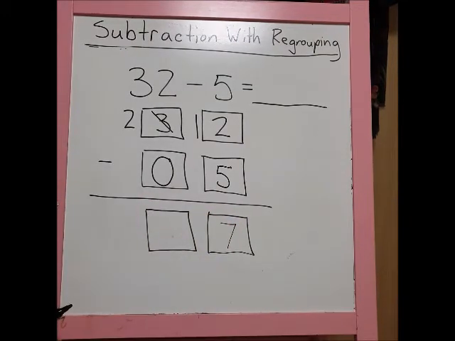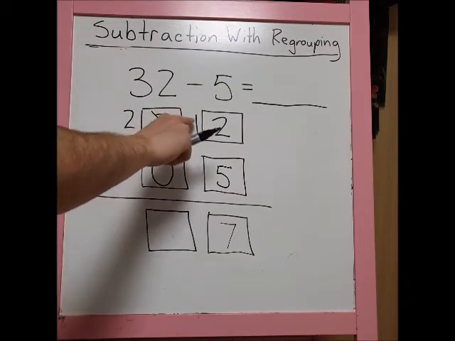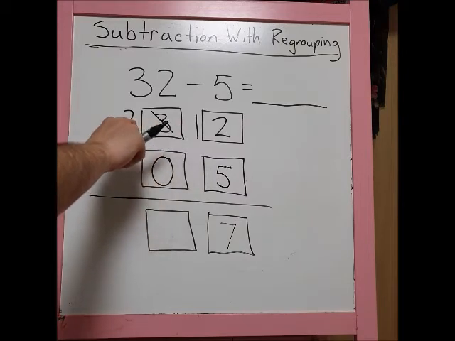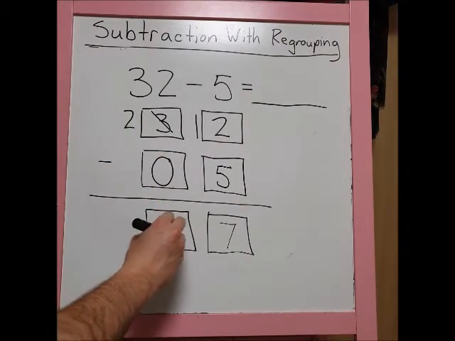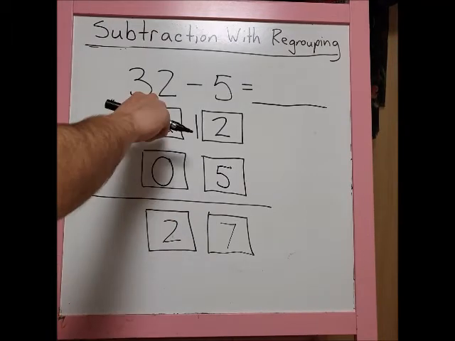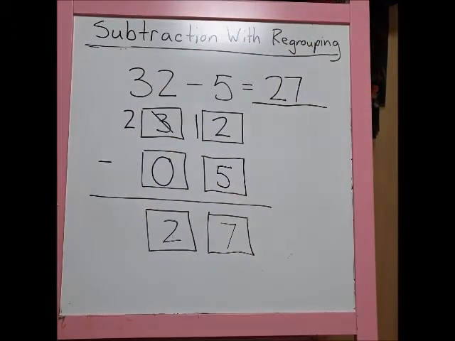Next, I'm going to subtract the tens. I don't have 3 anymore. I have 2 because I borrowed a 10 for the ones. So I use 2 minus 0. You should know that is 2. So our answer to 32 minus 5 equals 27. This is how you do the problems that you'll see in your workbook.